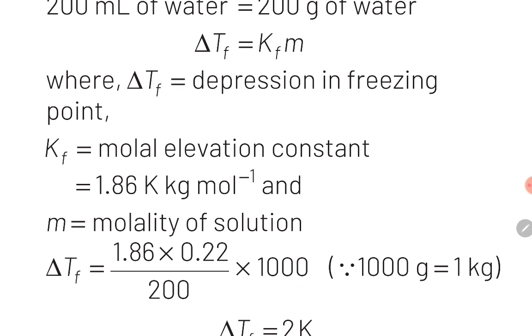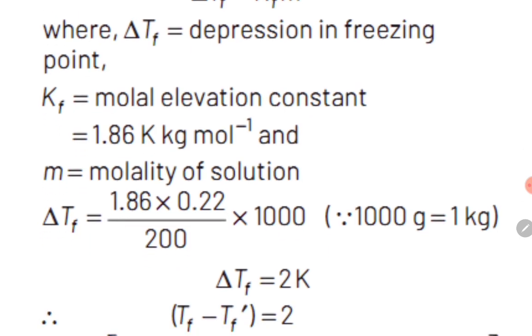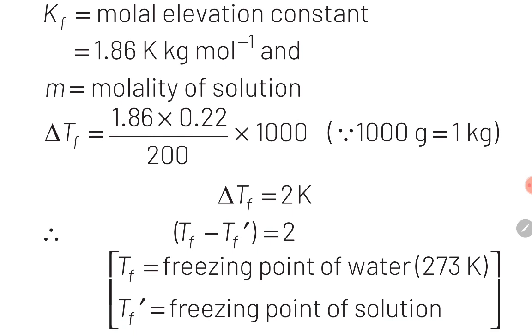Delta Tf is equal to 1.86 into 0.22 divided by 200, whole multiplied by 1000. गाइस, यहाँ Kf की वैल्यू थी 1.86, number of moles of solute were 0.22 and mass of solvent has been taken as 200 grams and guys इसीलिए हम multiply by 1000 कर रहे हैं in the numerator. Guys, on solving this we'll obtain the value of delta Tf as 2 Kelvin, which is our final answer. So guys, with this we have completed this first question. Let's move ahead to the next slide.